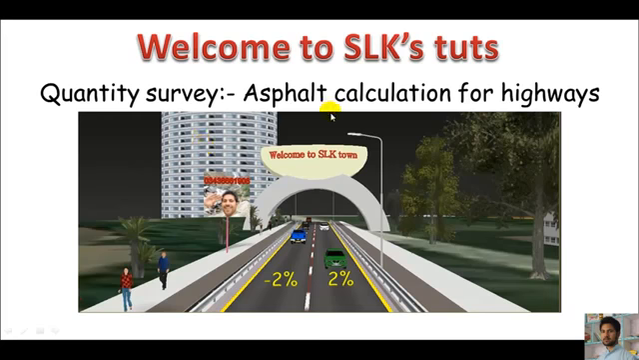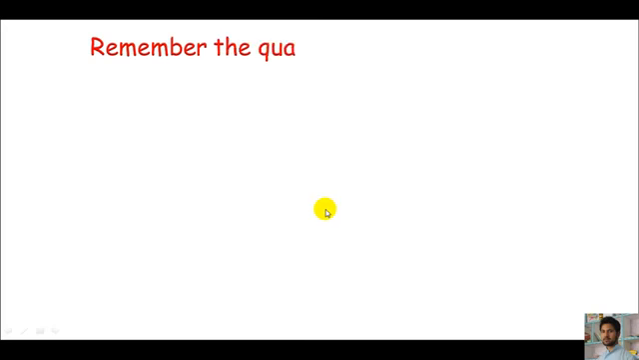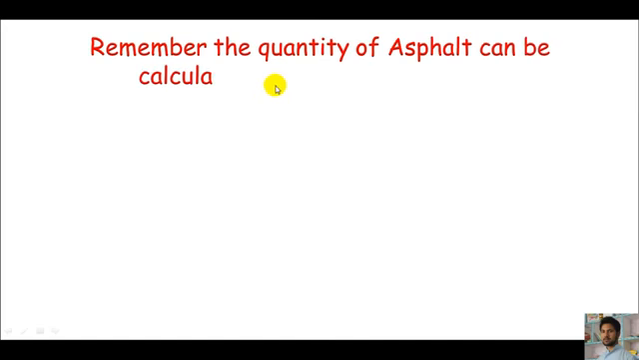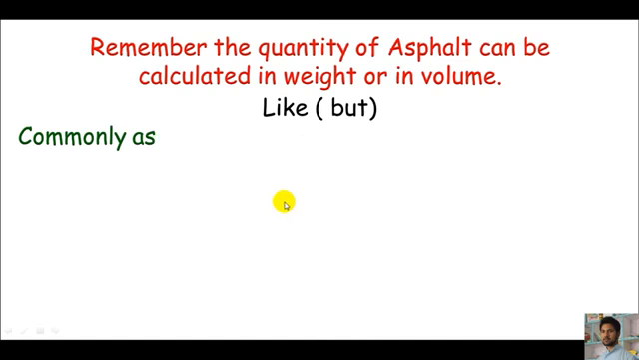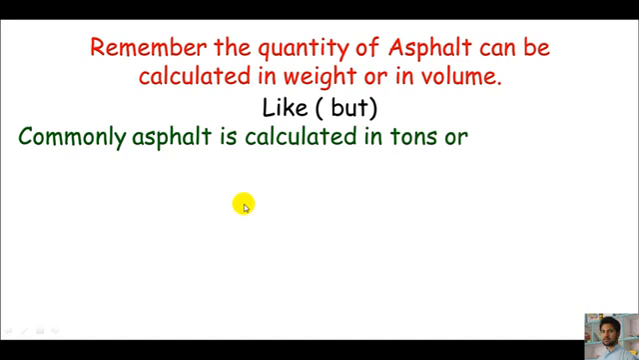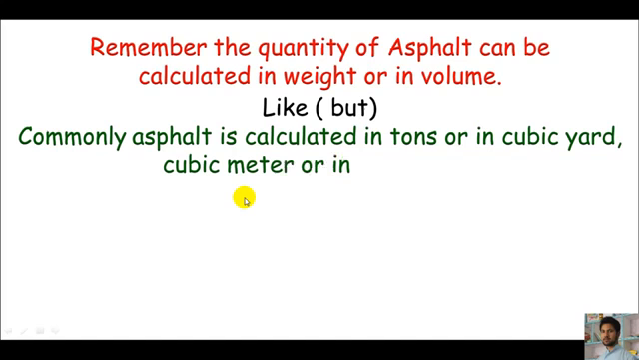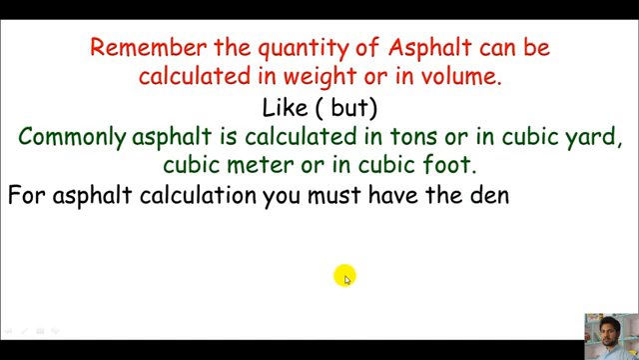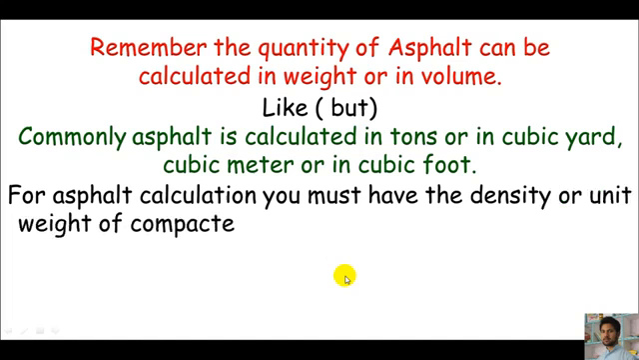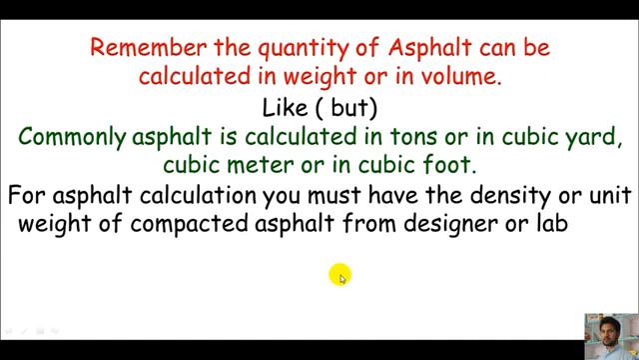To know better about asphalt calculation, just keep a few terms in mind. Remember, the quantity of asphalt can be calculated in weight or in volume. You may have seen in practical life, we calculate asphalt in tons, or in cubic yard, cubic meter, and of course in cubic feet. The ton goes to the weight, and these three go to the volume. Also remember, for asphalt calculation, you need the density of compacted asphalt. And of course this can be given to you by a lab technician or a designer.